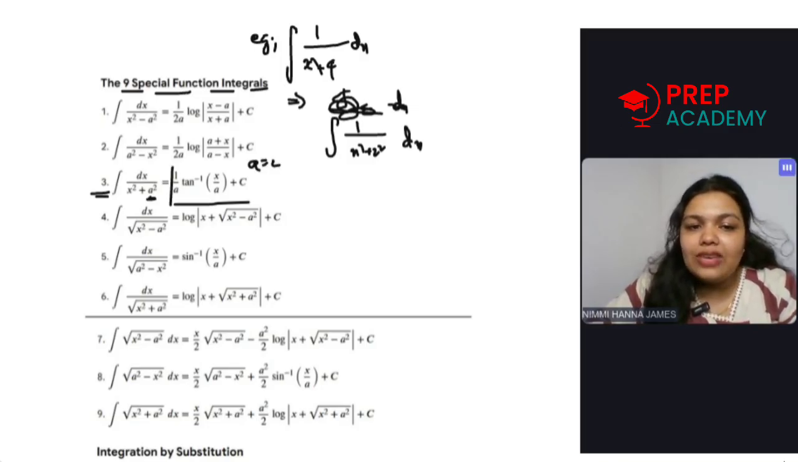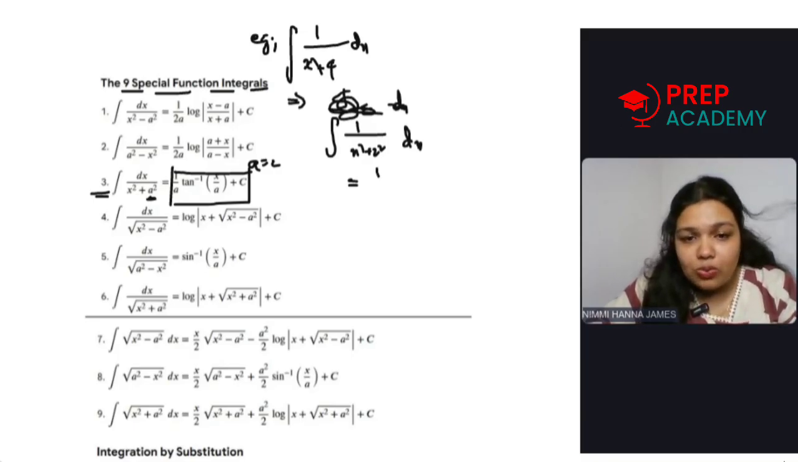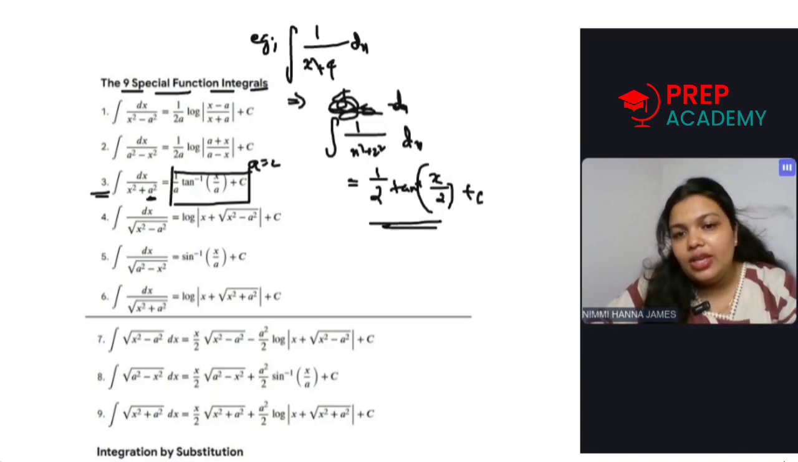So the answer is given there. We already know the answer if we know these set of equations. No need of any other process, no need of doing any other complex machinery. We have the answer, just substitute. Here we have a is equal to 2, so it is 1 by 2 tan inverse x by 2 plus c. This is the answer for this question.